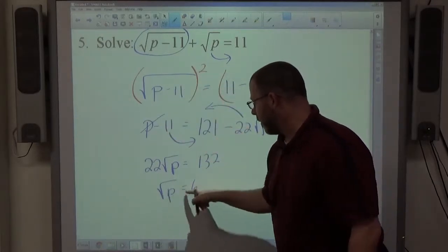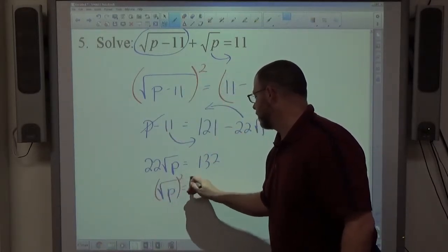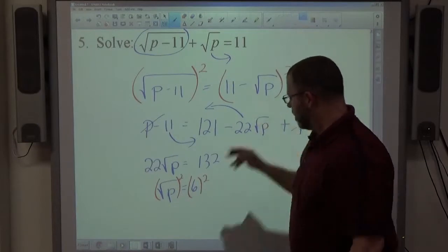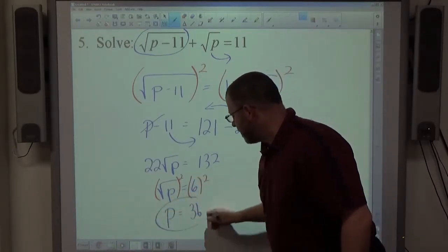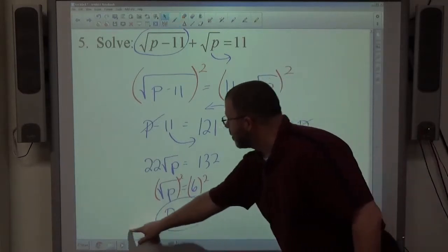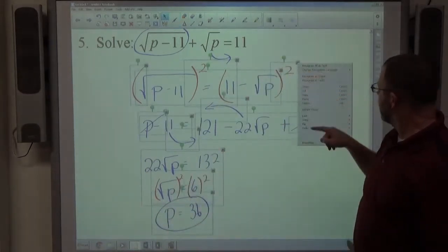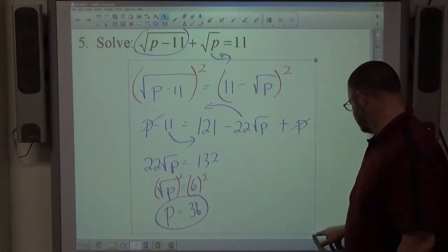So the square root of p is equal to 6, which means therefore, once again, just like this had square root equals something else, now we have square root equals something else. Square this, square this. Square root of p squared is p, 6 squared is 36. That represents the only number in the world that could possibly be the right answer to this problem. We just have to verify that it actually works.